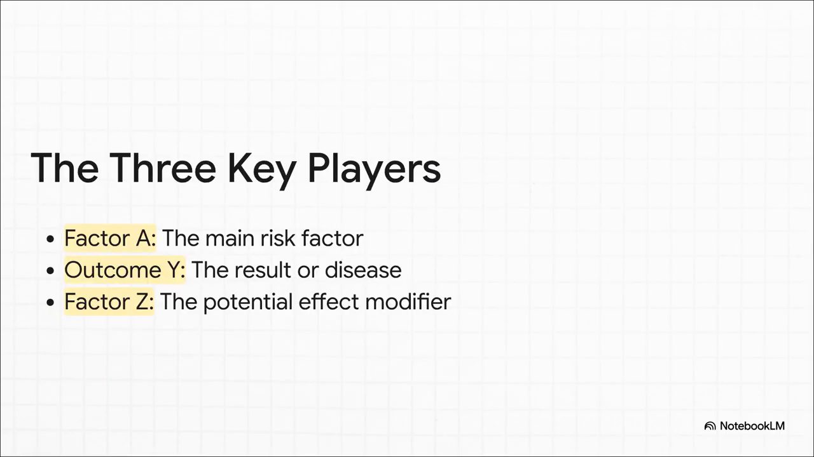For an interaction to even happen, you need at least 3 players on the field. You've got your main risk factor, we'll call it factor A. You've got the outcome you care about, the result or disease, let's call that Y. And then you have the secret ingredient, factor Z, the potential effect modifier. It's the presence of Z that can change the entire relationship between A and Y.